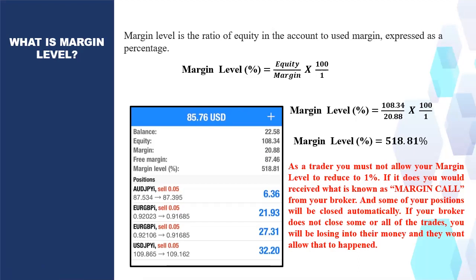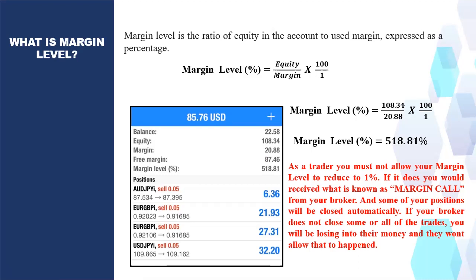So whenever, now let me do this for you. As a trader, you must not allow your margin level to reduce to 1%. If it does, you will receive what is known as a margin call. All your positions will be closed. Your broker will give you what they call a margin call, either to your email or to your phone number, depending on how you set your notification from the broker, from the MT4 terminal.